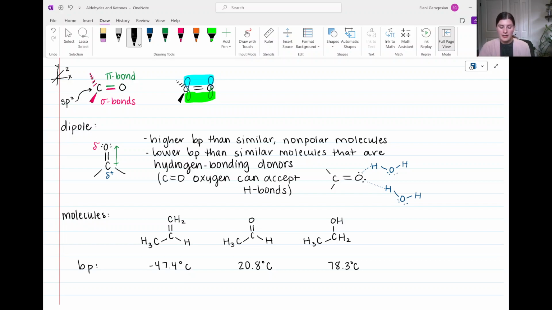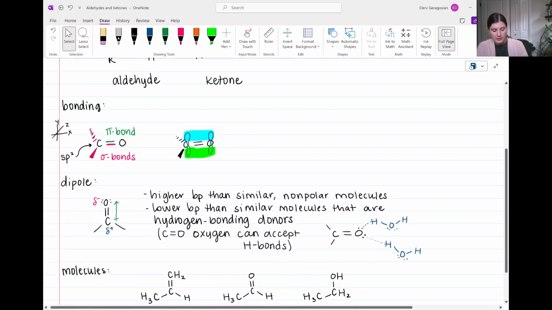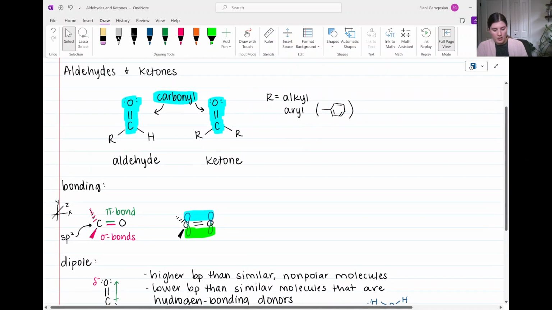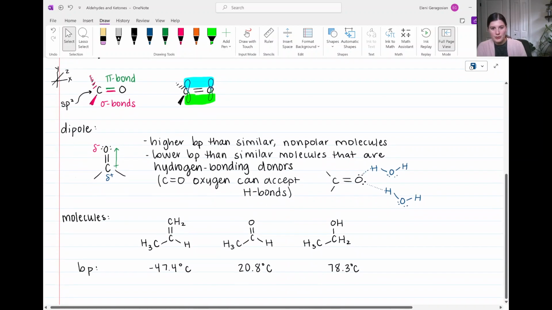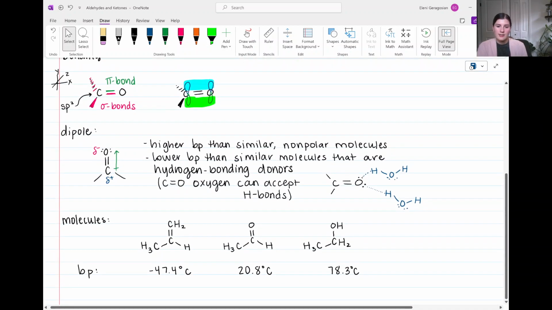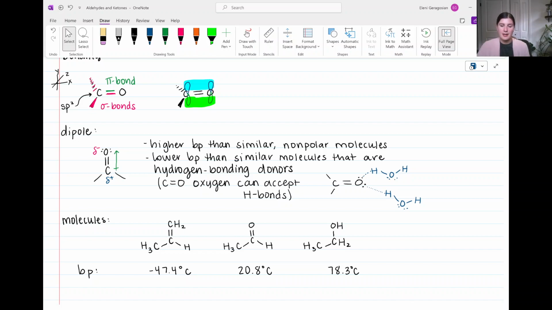So the main takeaway here is that aldehydes and ketones have a carbonyl bond. Going back to the beginning, we have a carbonyl bond between carbon and oxygen that exists in unhybridized p orbitals overlapping between carbon and oxygen. There is a dipole in the molecule, so we have a slightly higher boiling point, but not quite as high as hydrogen bonding molecules.